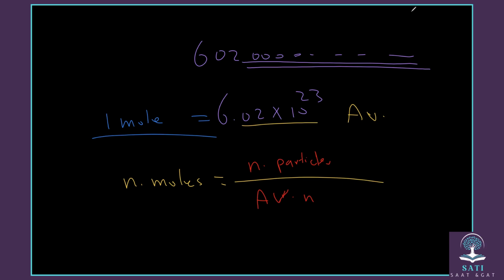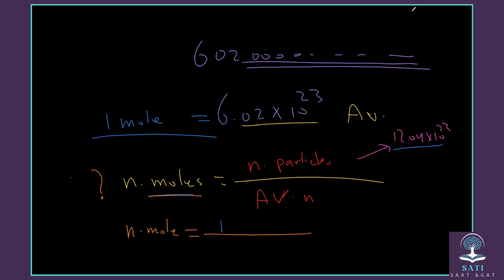Okay, we're going to take an example in this case. If I have a number of particles like 12.04 times 10 to the power of 23, this is the number of particles. And I'm asking now, what is the number of moles? What are you going to do now? You're going to write that number of moles equals number of particles, and as you see, the number of particles is given here, which is 12.04 times 10 to the power of 23. You divide it now by what?